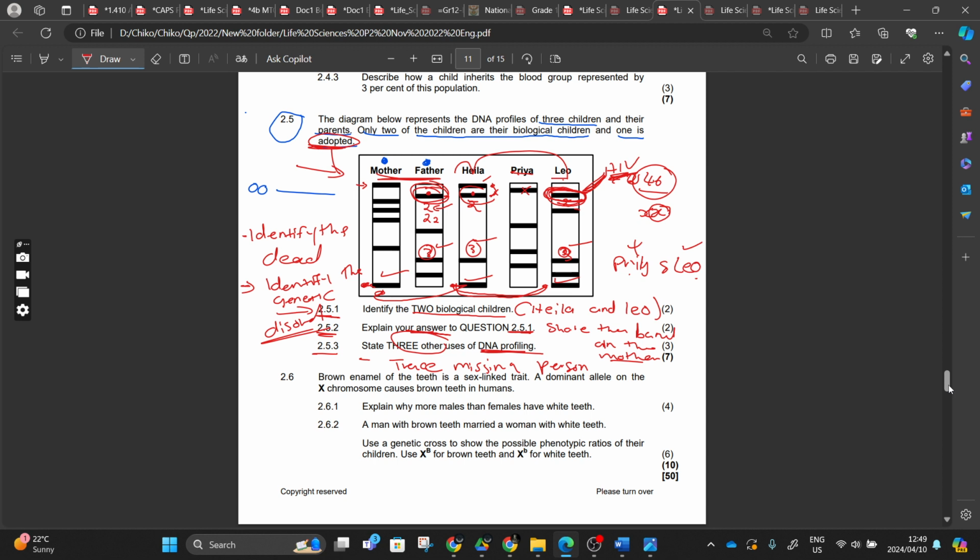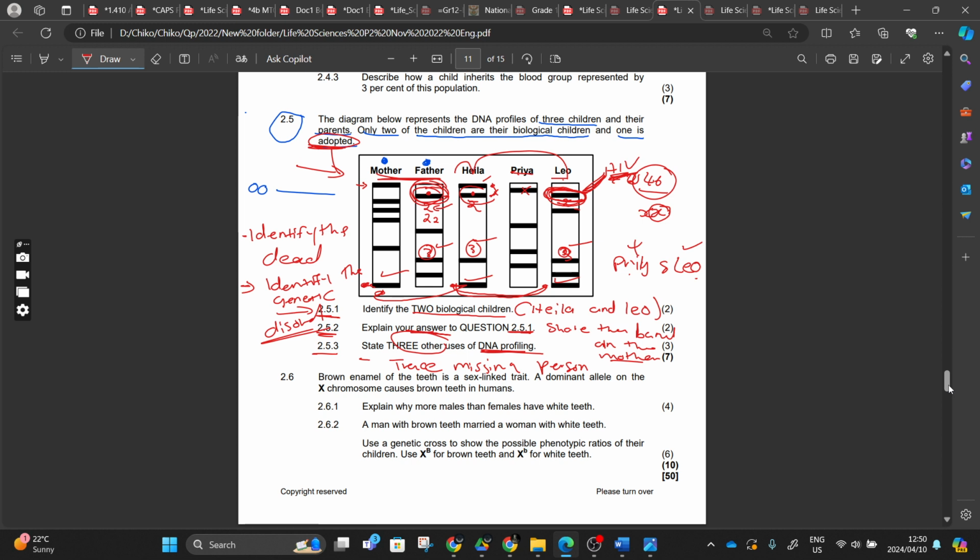Or maybe using hemophilia, color blindness and those other disorders. So we can say with this band, because it's coming from the father, we can conclude that this person Leo here inherited this from the father, right?